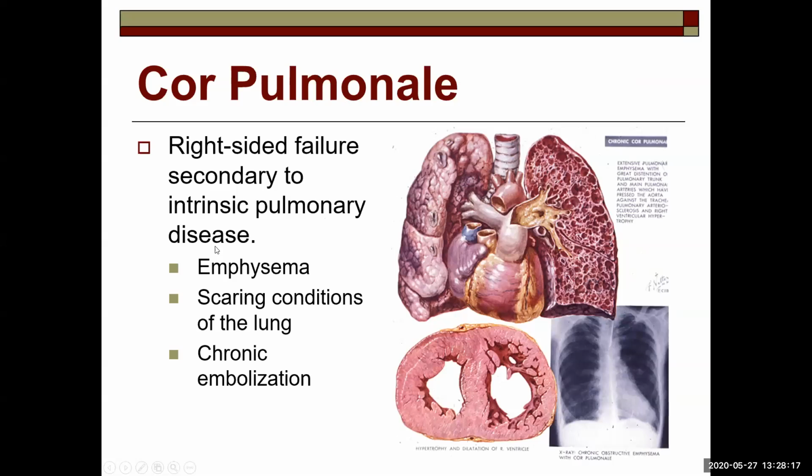So cor pulmonale, right side failure secondary to intrinsic pulmonary disease like emphysema, like I said. So emphysema, scarring condition along with chronic embolism, any of these problems here can give you what we call cor pulmonale, which is right heart side failure due to lung issues.